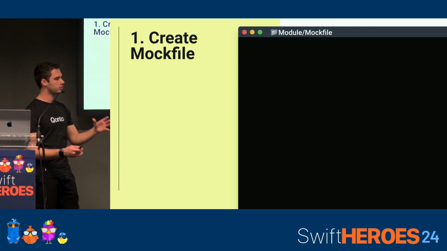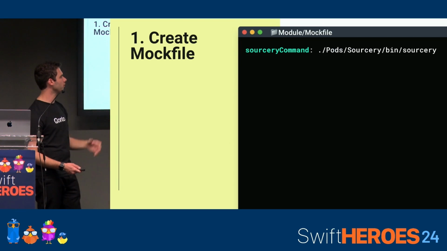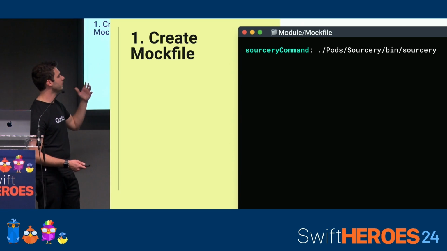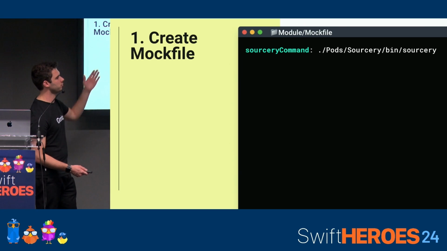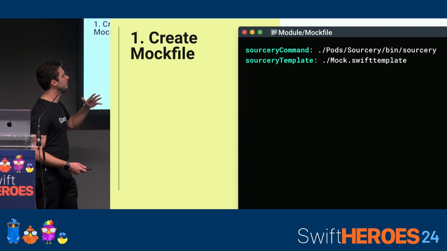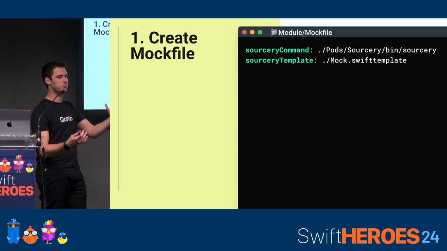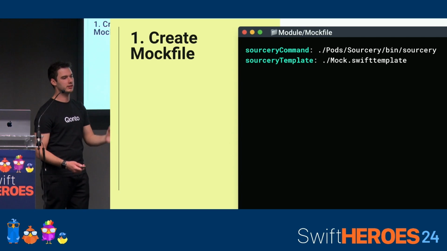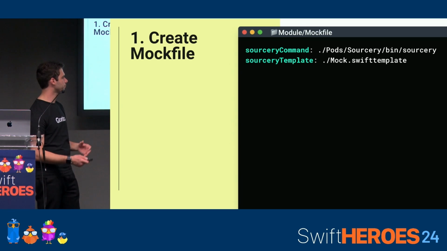We start by the creation of the mock file. The mock file is a file that resides in your root folder. And the first line is the Sourcery command, so you specify the executable of Sourcery to use in your code generation. In this case, we're using the one in our pod folder. You need to specify then the Sourcery template. The template is the blueprint from which all of your mocks will be generated, and mock.swifttemplate is a file that you can find directly in the GitHub repo of SwiftyMocky.